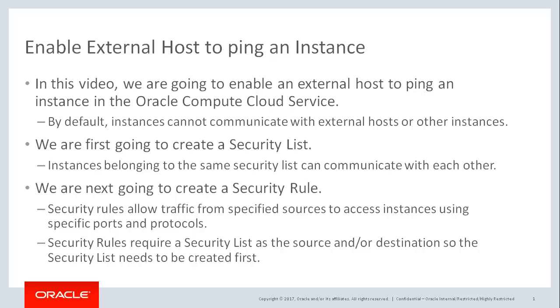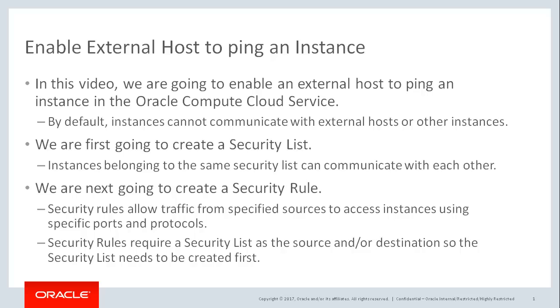To enable ping from an external host, we're first going to create a security list. We will then add our instance to the security list. All instances in a security list can communicate with other instances in the same security list.